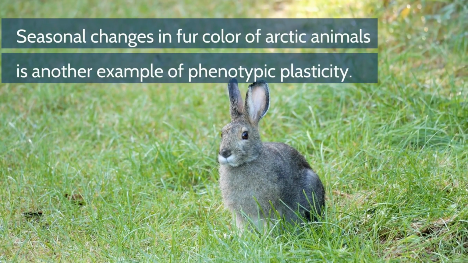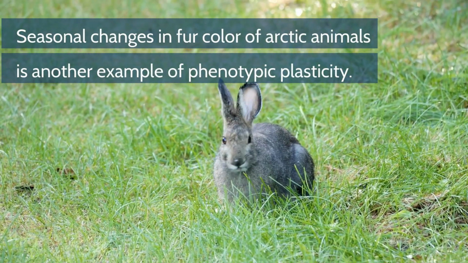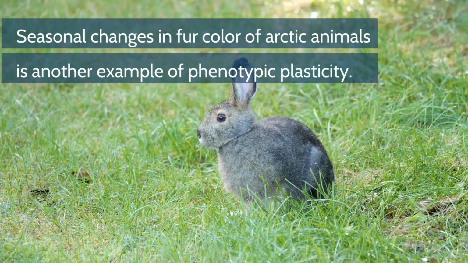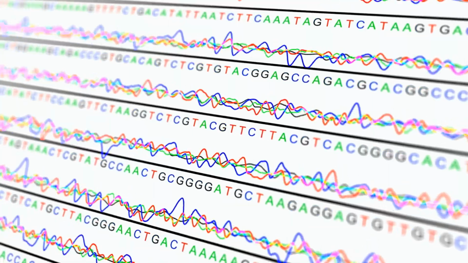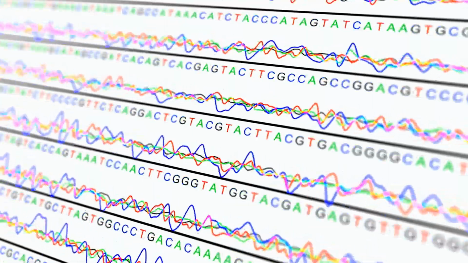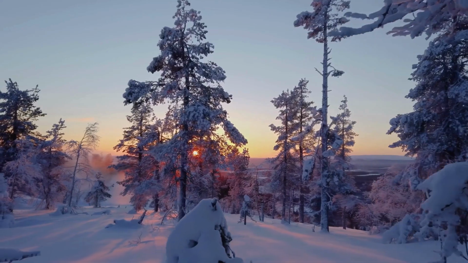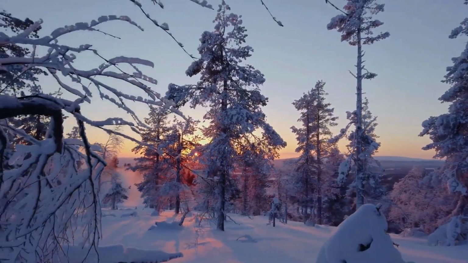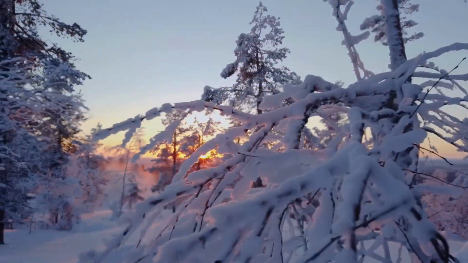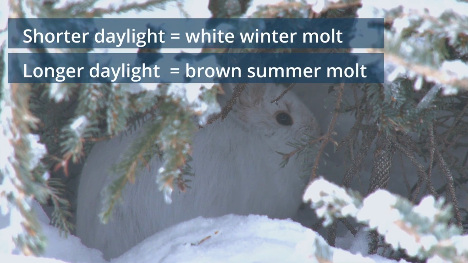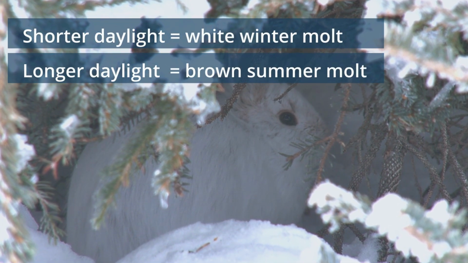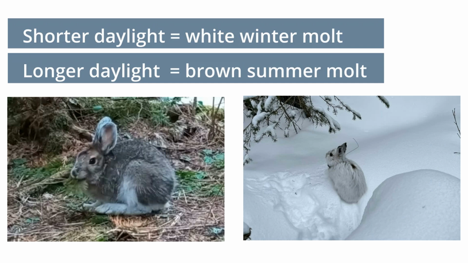The snowshoe hare provides another interesting example. These animals have a genotype that codes for fur pigment, but the expression of this gene is impacted by photoperiod, how much daylight the animal is experiencing. As the hours of daylight get shorter in the fall moving into the winter, the snowshoe hare molts its fur, transitioning into a white coat. Longer daylight hours in the spring lead to the hare molting back into its brown summer coat.